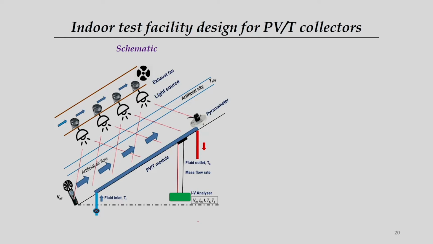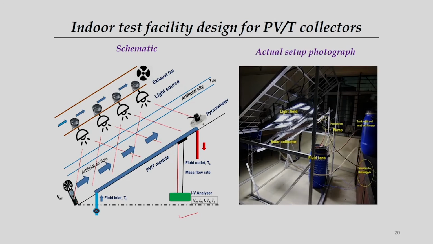Okay. And of course, we have an IV analyzer from where we can get VM, IM, I, and these two, TS and TA, as well. So, once we know these parameters, then we can calculate the performance of the PVT collector at different irradiance. Okay. And this is the actual setup photograph of what we have developed for the performance investigation of the PVT module.